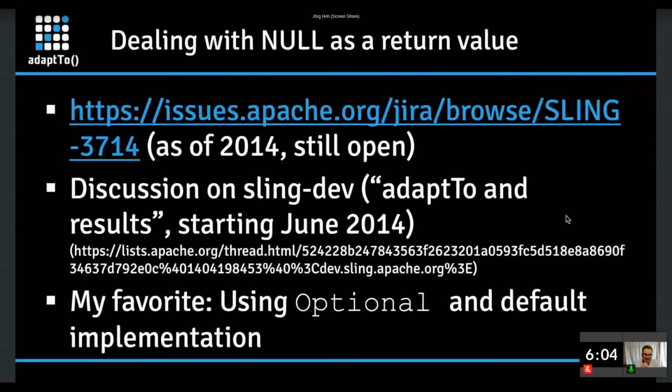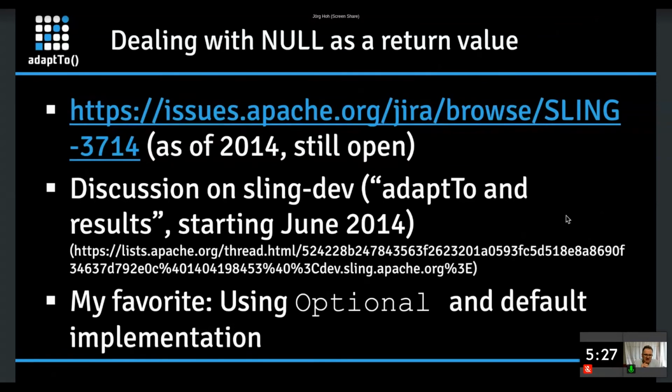I found the first reference to this null being not nice in 2014, in this Sling ticket which Justin Edelson opened, and it's actually still open. Later this year, there was a lengthy discussion on the Sling developer mailing list. I think it was 53 emails, so it's quite lengthy, and you can still find it in the mailing archive. It's called adaptTo and Results of June 2014.